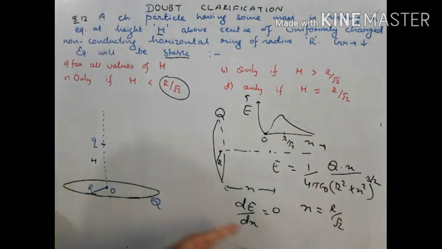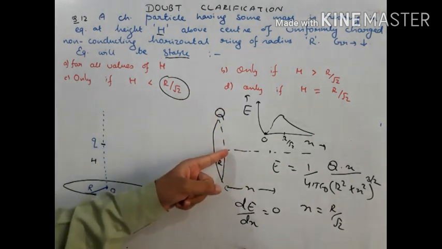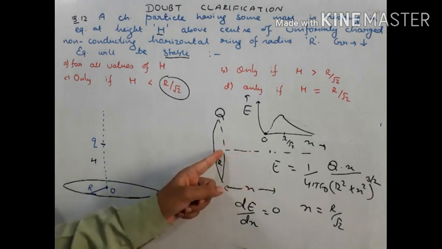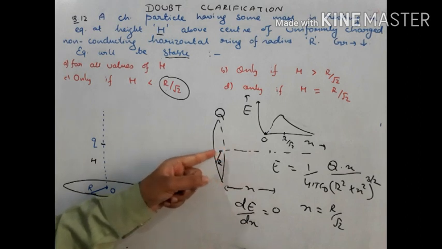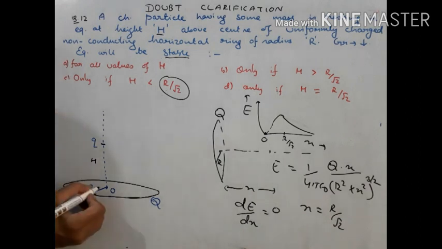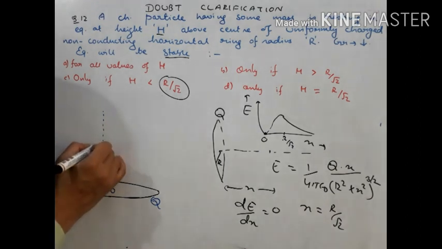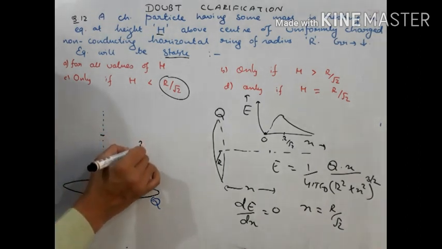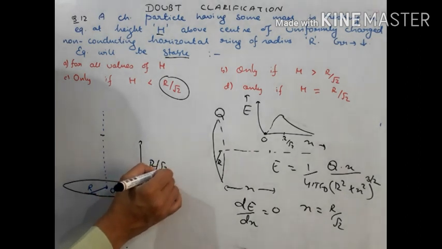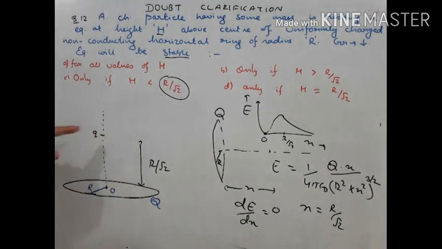So why do I recall this question? For the time being, you should remember that for a ring, the electric field has its maximum value at a distance R by root 2 on its axis from the center. At the center it is 0, and at infinity also it is 0. Here also the radius is R. Suppose there is some point somewhere here, and this distance is R upon root 2. That means if you put the charge q over here, the force on this charge will be maximum, because the electric field at this location is also maximum.